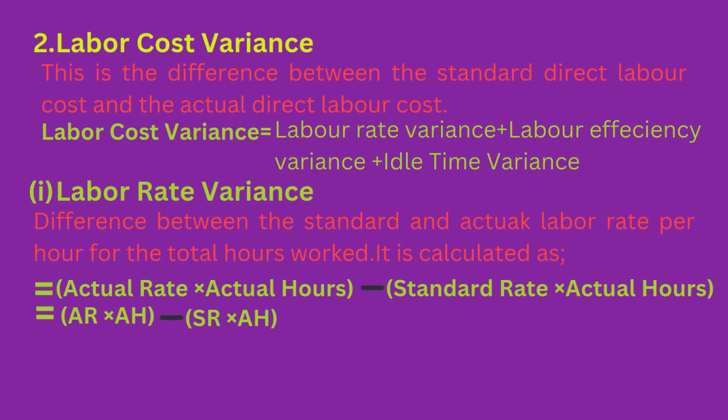Let's start with labor rate variance. This is the difference between the standard and the actual direct labor rate per hour for the total hours worked. It is calculated as actual rate multiplied by actual hours minus standard rate multiplied by actual hours.